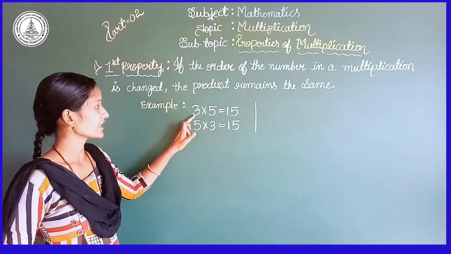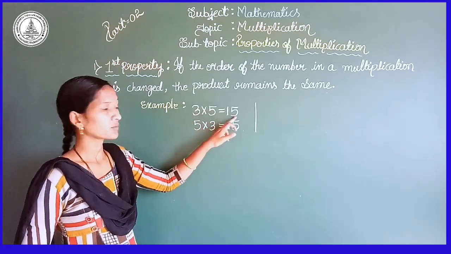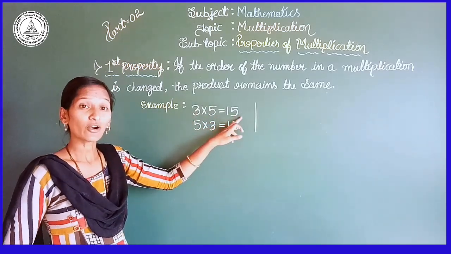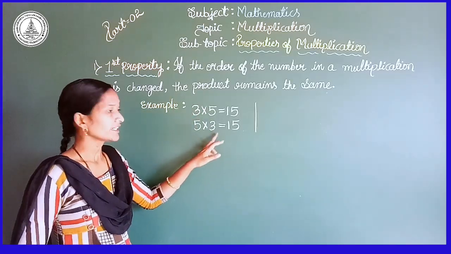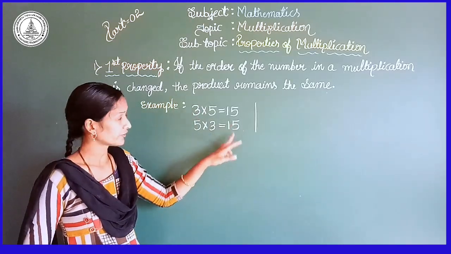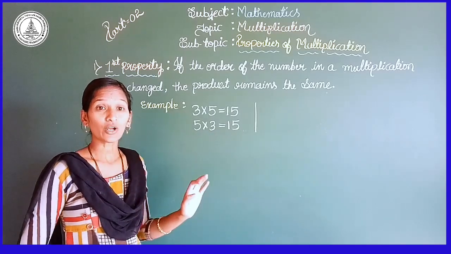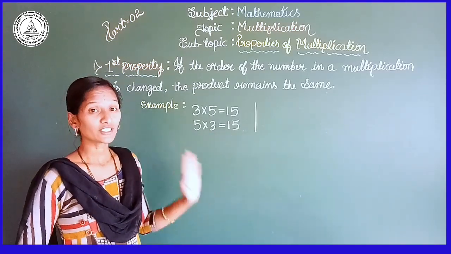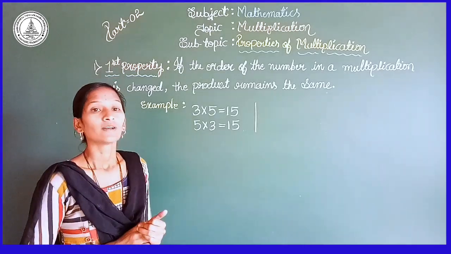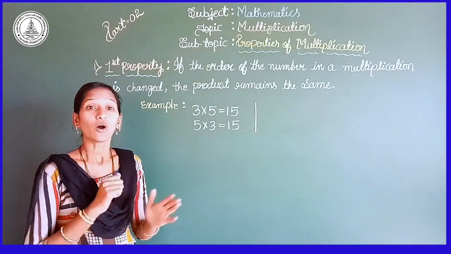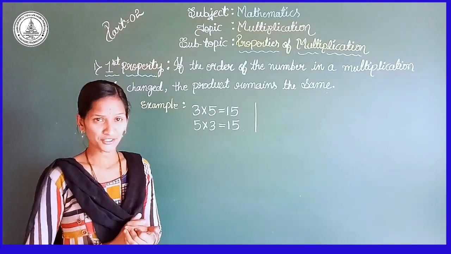See here, in the first case, 3 into 5 is equal to 15. The product is 15 here. In the second case, 5 into 3 is again 15. So here also the product is the same. So this is the first property of multiplication. It is also called the order property of multiplication.